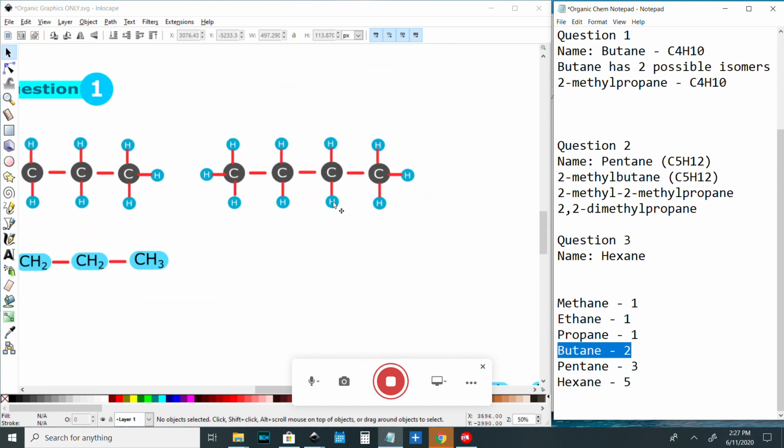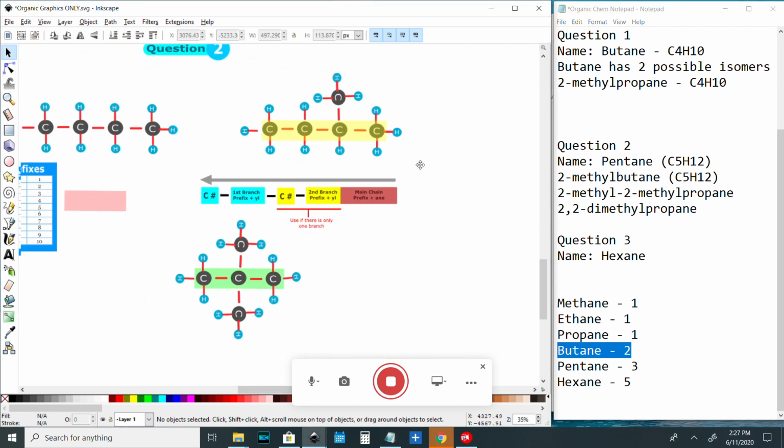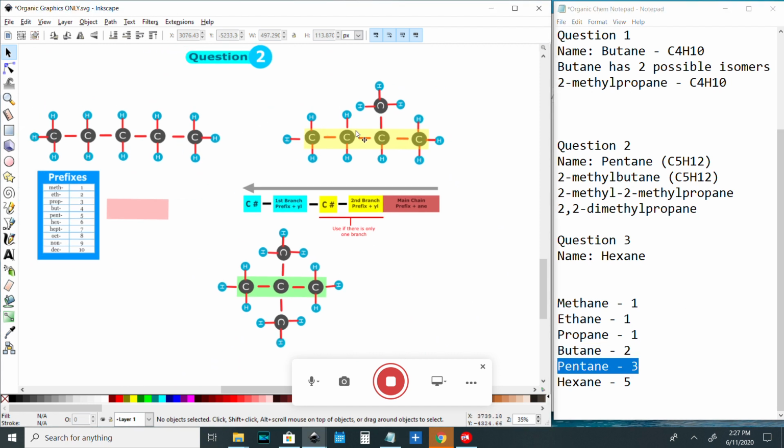Let me see if I have it here in question 1. No, I probably erased it. Sorry about that, guys. Okay? And pentane, we just saw, has 3 forms. 1, 2, and 3. All right, guys, I'm going to do one more question on isomers of alkanes.